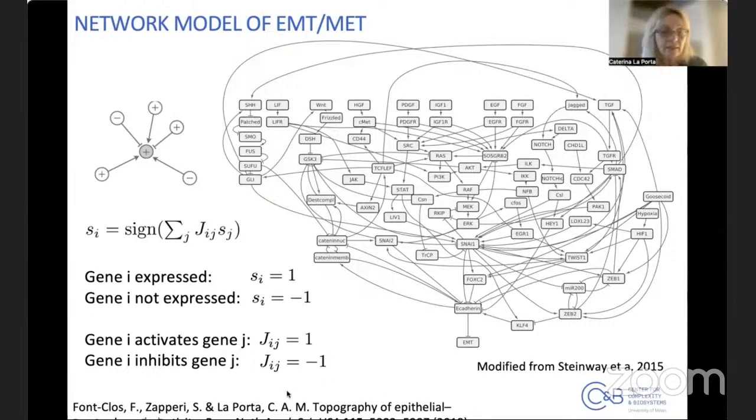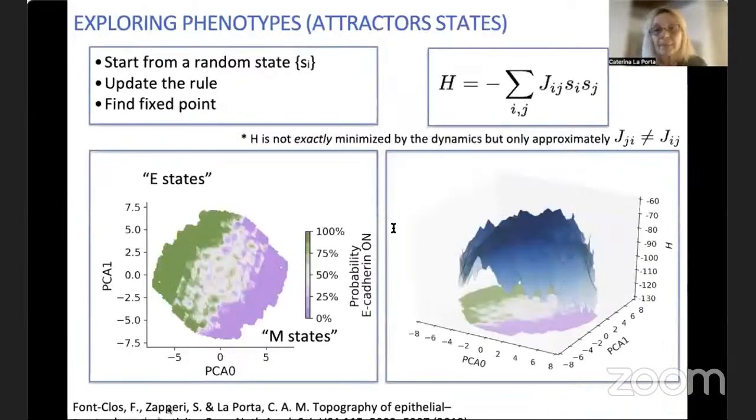We published in 2018 in PNAS, and what we got with this model, first of all, of course, we explored what happens in this model, starting from a random state, then updating the rule and finding fixed points, and seeing what was the outcome. We found two stable states, the E and M state, as expected, of course, the epithelial and mesenchymal state, but between the two states, we found a lot of intermediate states, not just a few of them. And that is very important because, of course, as biologists, we are able to define intermediate states using some markers. So we see co-expression of E and M markers in the same cells.